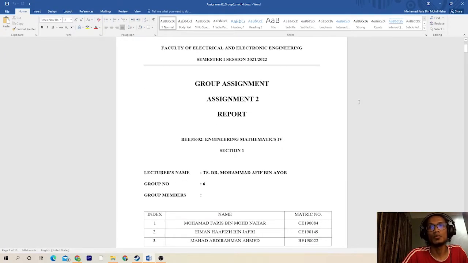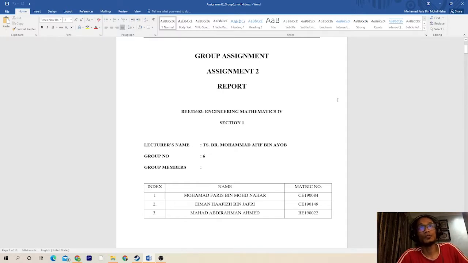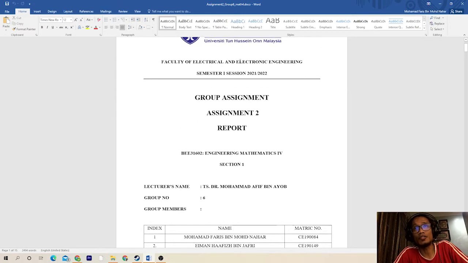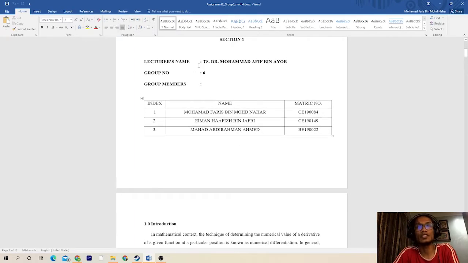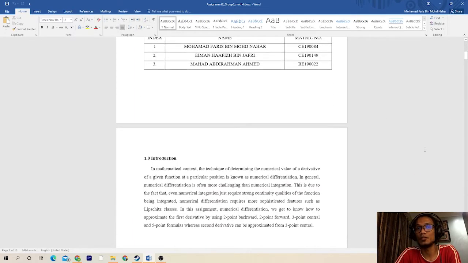I am Faris bin Nahar, and we're about to present our group assignment of Engineering Mathematics 4, assignment 2. My group members are Eiman Haafizh and Mahad Abdirahman, and we are group 6, and our lecturer is TS Dr. Muhammad Afif bin Ayub.